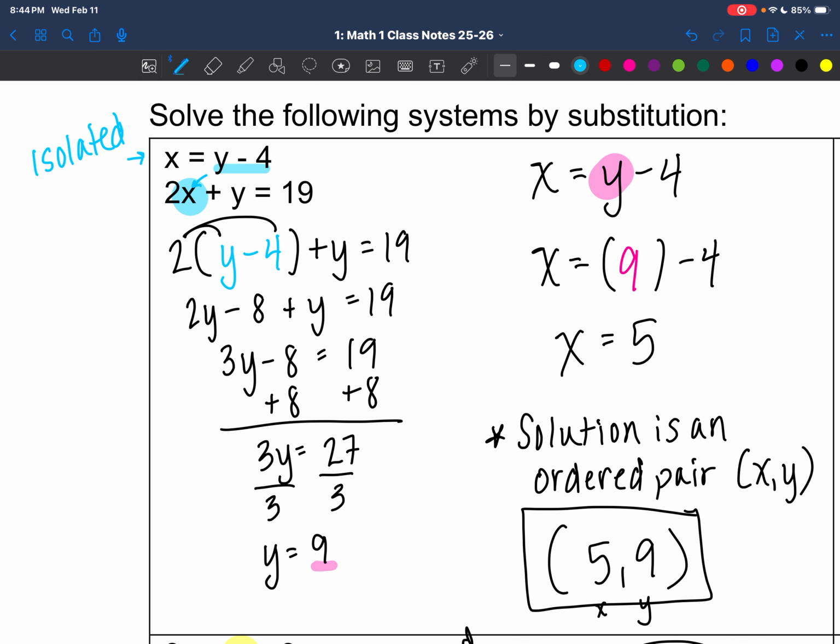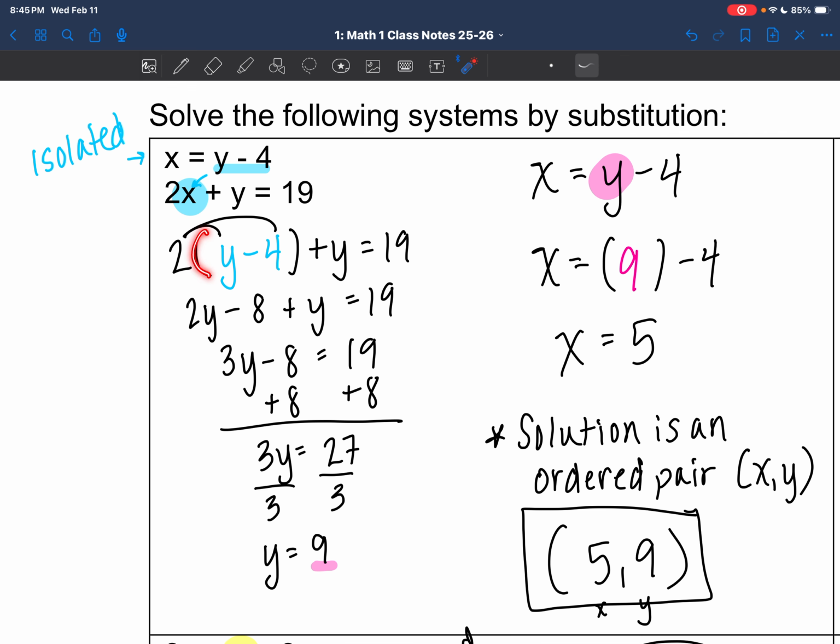if you notice, x is isolated. So since x is isolated, whatever x equals, we're going to substitute that into the other equation, into here. Because this is saying x is equal to, or the same as, y minus 4. So wherever we see x in the other equation, we're going to substitute this in instead.